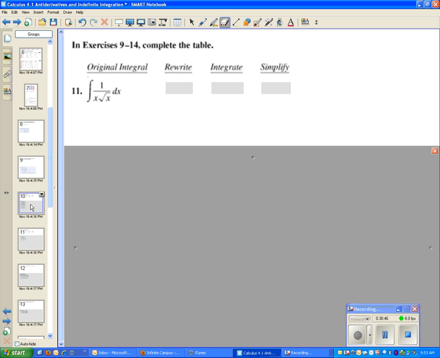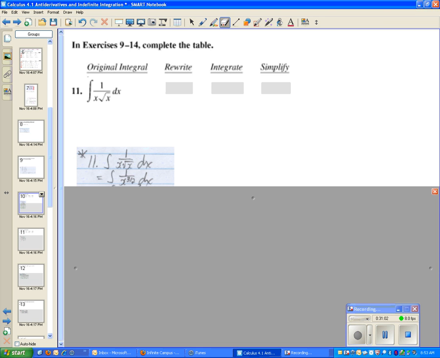All right, number 11. We're going to need to rewrite this thing so that we can find its antiderivative. All right, so first of all, the radical notation's got to go, right? So let's write that x times the square root of x. Think of that as x times x to the 1/2. X times x to the 1/2 is x to the 3/2, isn't it? So the first step was to get rid of the radical notation and put it into exponential notation.